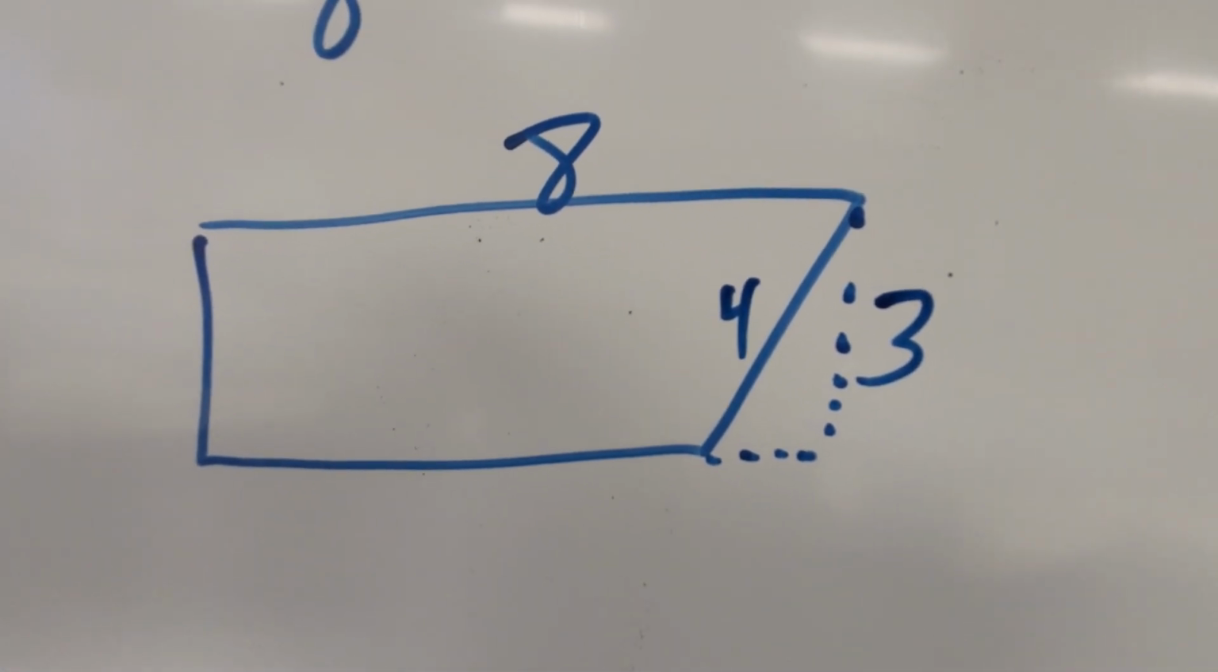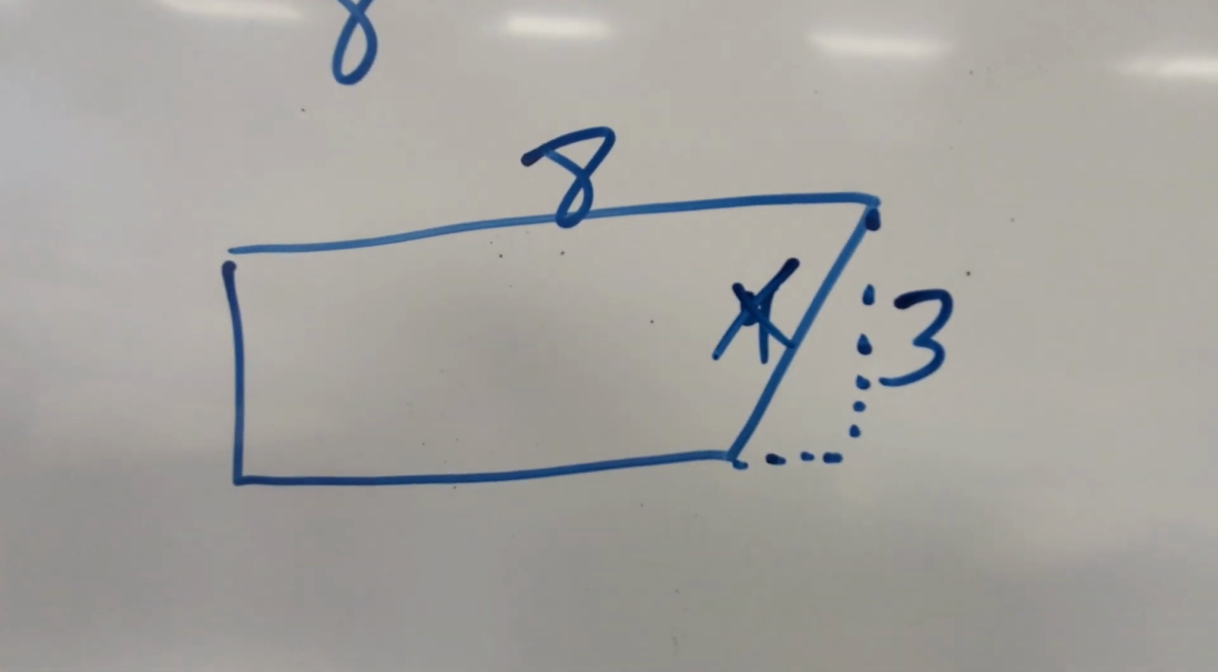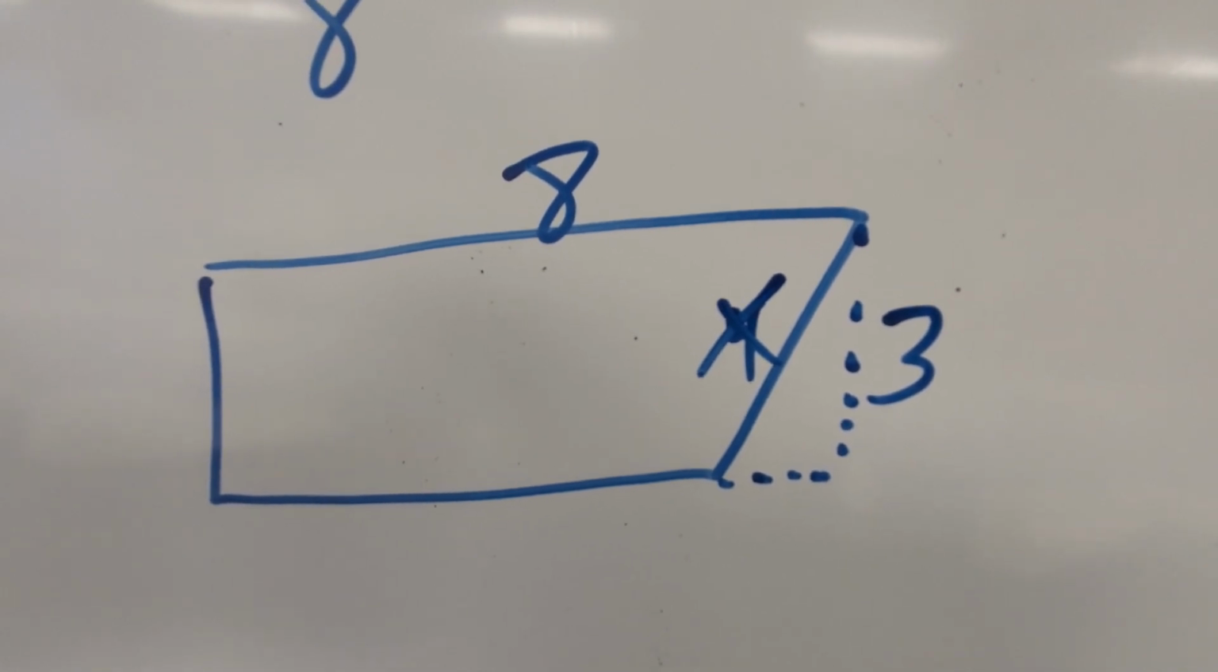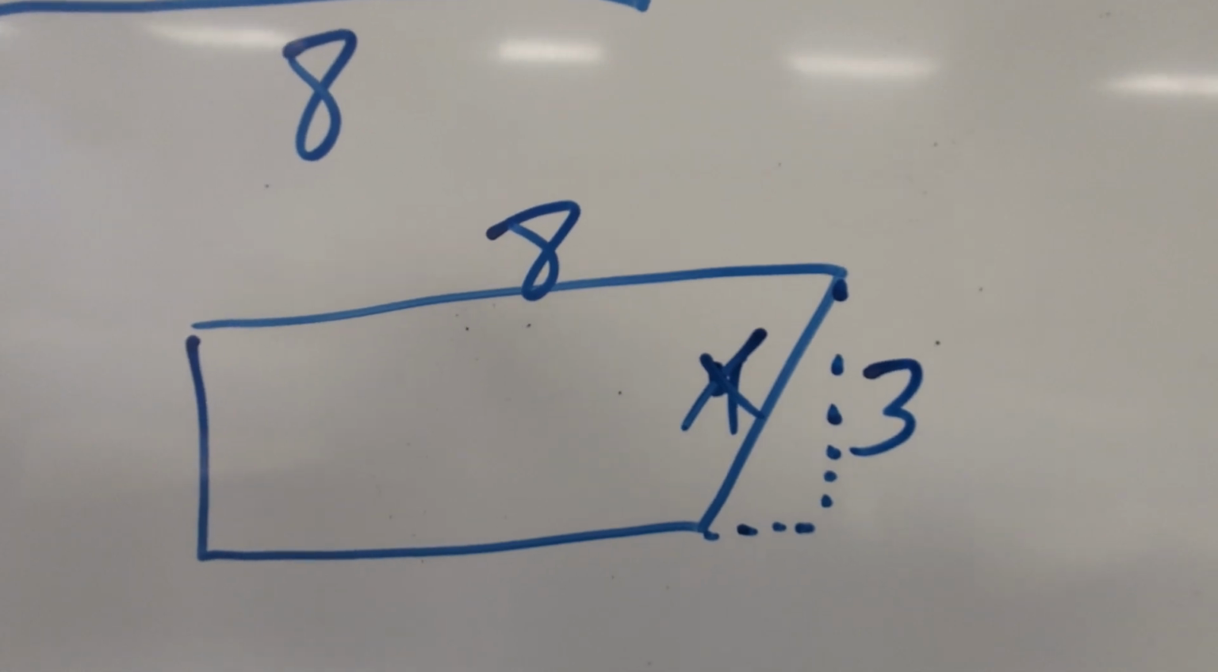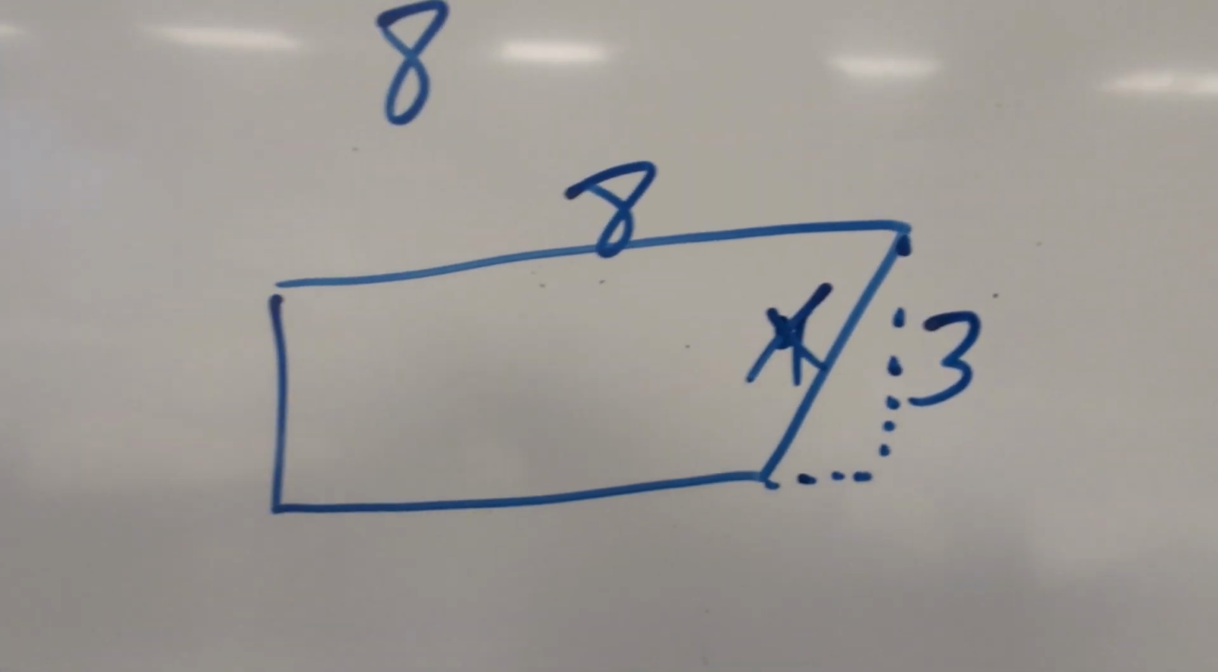Now that I have this rectangle, I don't need this 4. That's not worth anything to me. I want the height. So again, it is simply base 8 times your height 3. Last but not least is the triangle.